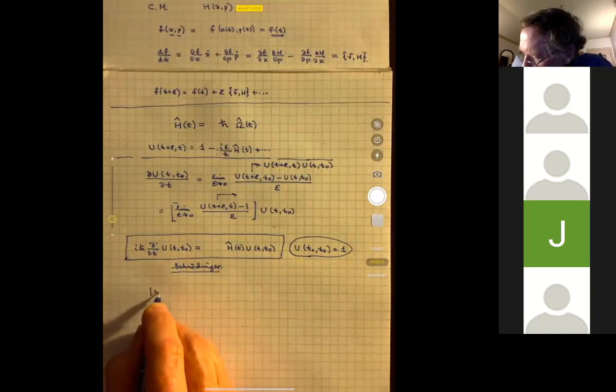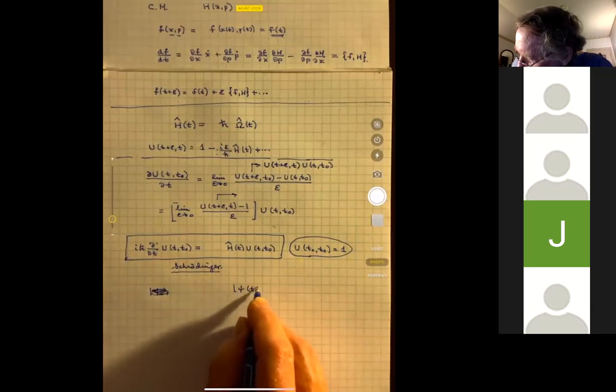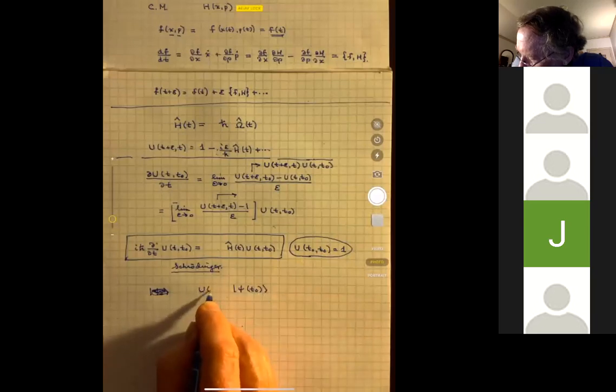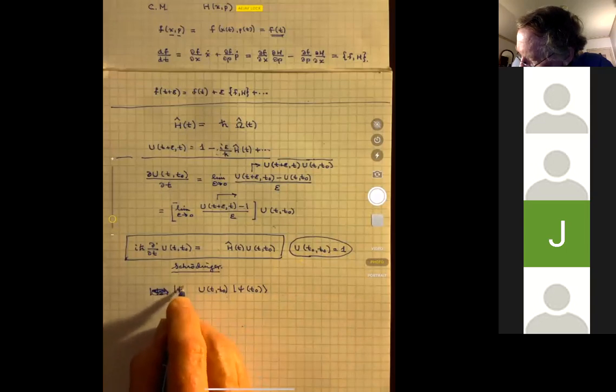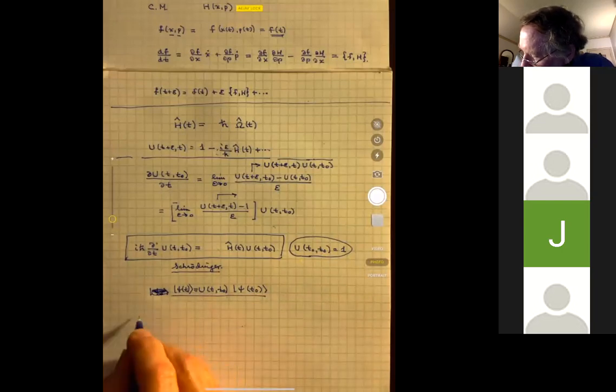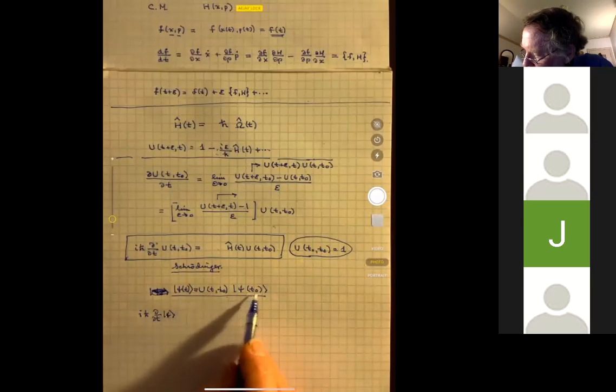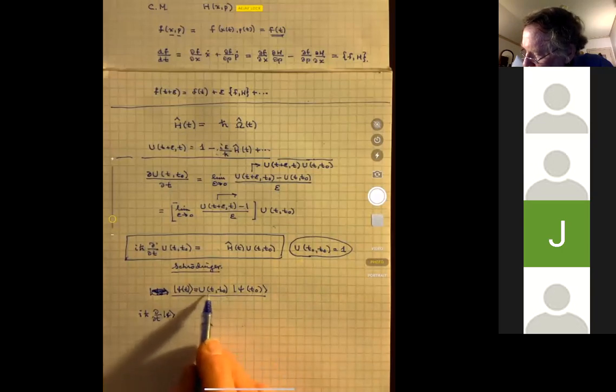If we take the state vector at the initial time t0, and we apply this unitary time evolution operator to it, then we know what we get is psi of t at the final time. That was the original definition of this U operator. If I now differentiate both sides, i h bar d/dt on psi, the i h bar d/dt acts only on the U. The psi of t0 doesn't have any t dependence. It acts only on the U.